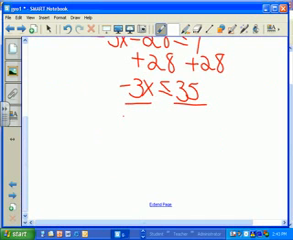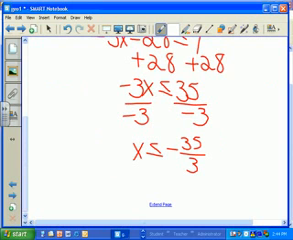And then divide each side by negative 3. So x is less than or equal to negative 35 thirds. Is that right? Hopefully you caught me. When you divide by a negative, the sign has to flip around. So instead of less than or equal to, it's greater than or equal to.